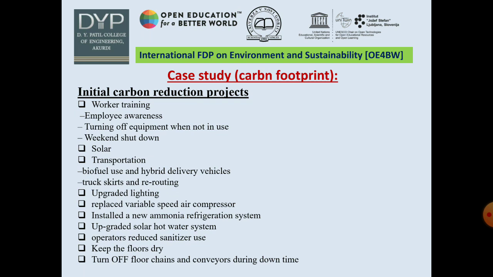They do some modification in transportation, for example, biofuel use and hybrid delivery vehicles, truck skirts and rerouting. They upgrade the lighting of the plant. They replace the old equipment, for example, replace with a variable speed air compressor, install a new ammonia refrigeration system, and upgrade the solar hot water system.